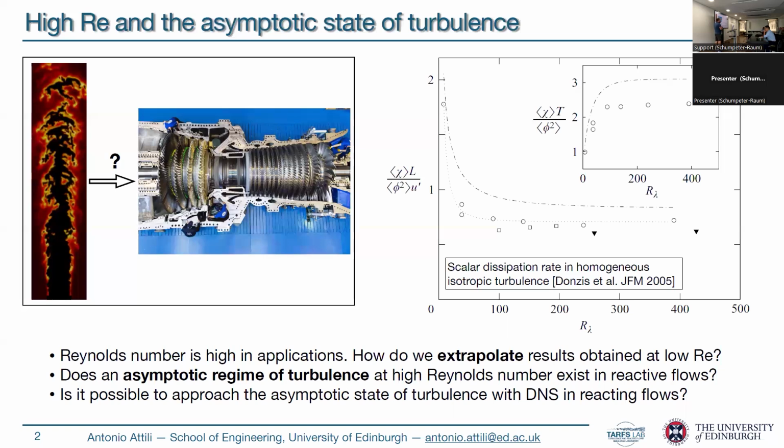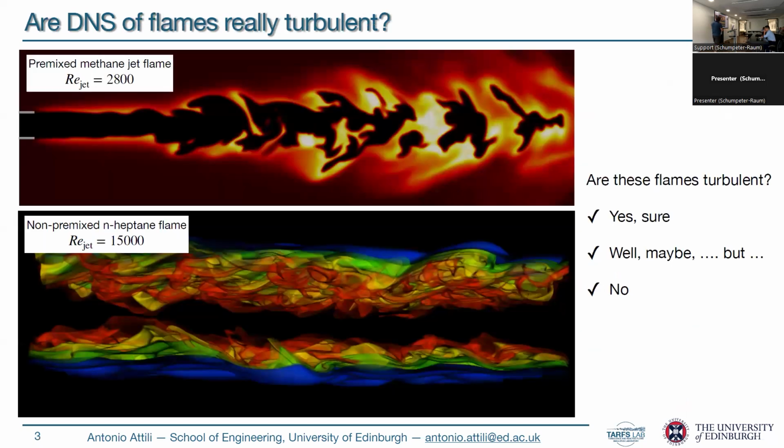We are, or how close we are to achieving this, let's say, real turbulent kind of behavior. So that's the goal here. Okay, let me start from a question. If you look at these two flames, right? So this is a premix flame at a certain jet Reynolds number. This is a non-premix flame, again, a certain Reynolds number. You think these flames are turbulent, okay?